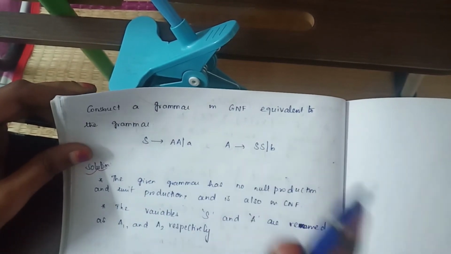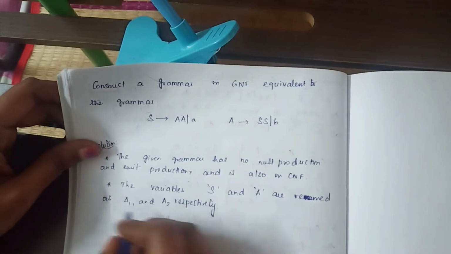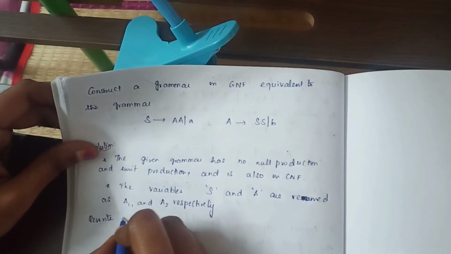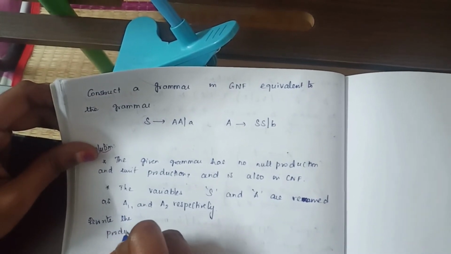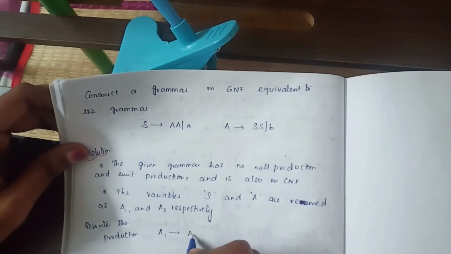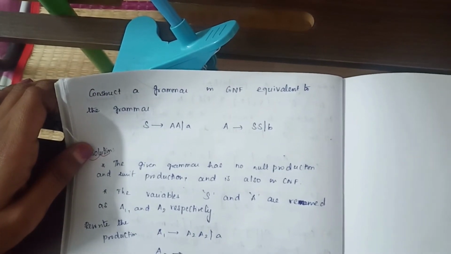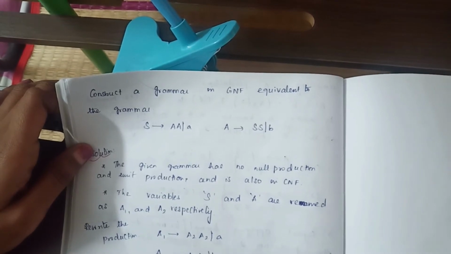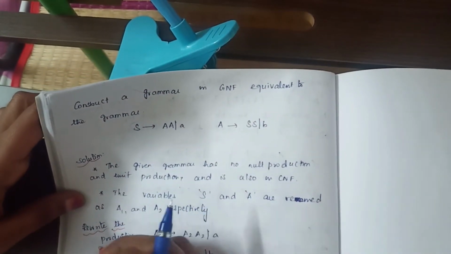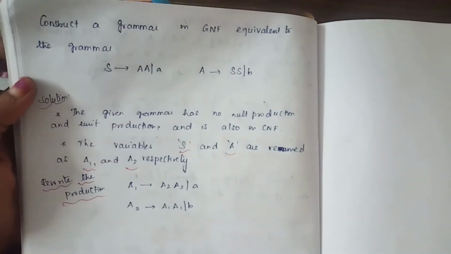There is no other variable, so as we rename, we have to rewrite the production. Rewrite the production as A1 tends to A2 A2 or A, and A2 tends to A1 A1 or B. This is all. After rewriting, our rule is like this, with S and A replaced by A1 and A2.